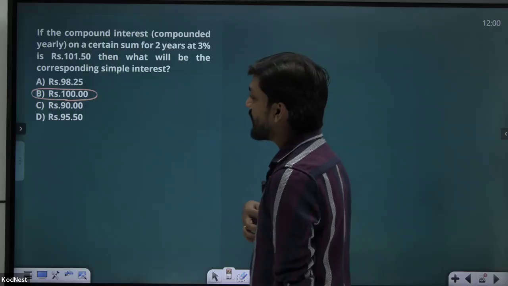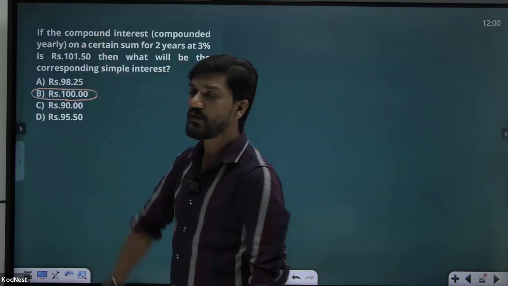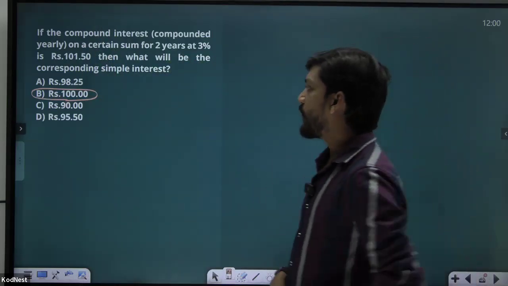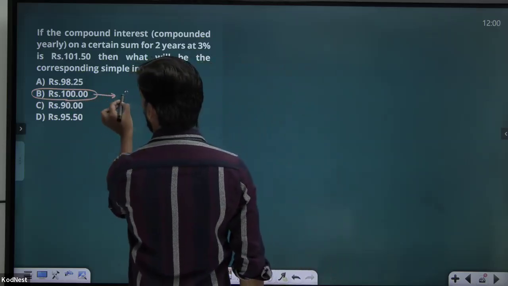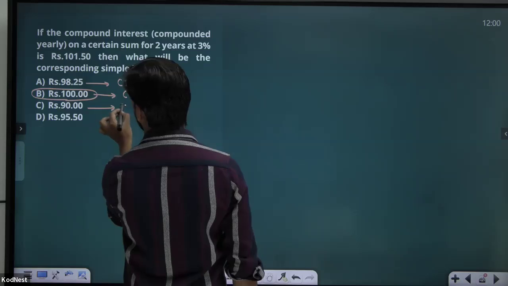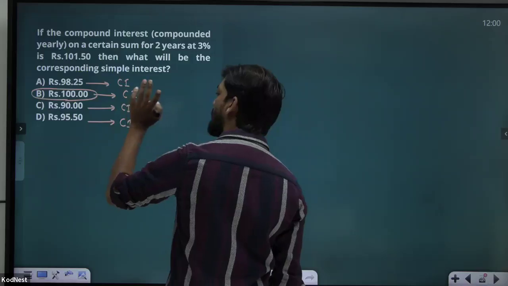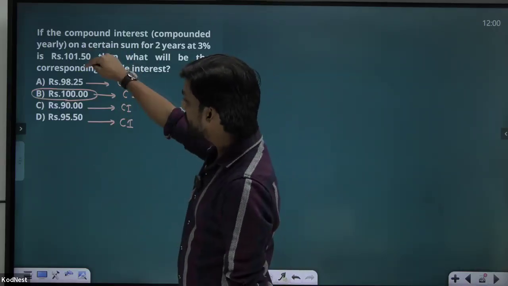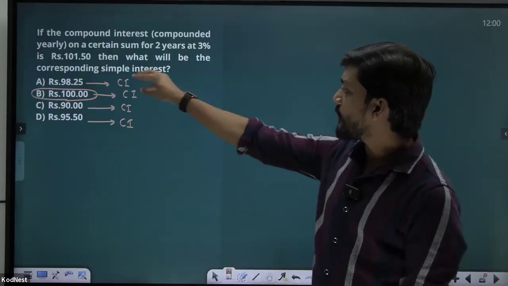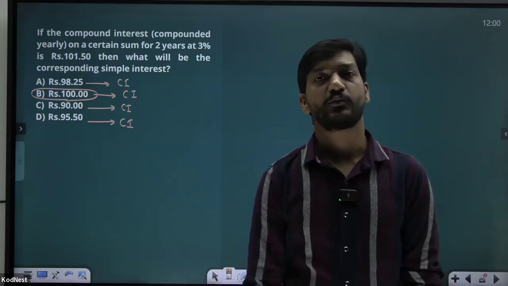My dear, I know personally that it is impossible to calculate simple interest from compound interest. So what I will do is take one option. For each option, I will calculate the compound interest because it is easy. Simple interest to compound interest is easy; compound to simple interest is difficult. So that's why I will go by the options. Whichever option gives me the compound interest of 101.5, that is the right option.